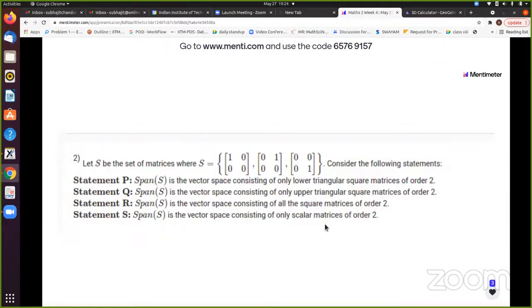So is the first matrix scalar or not? No, the first matrix is not scalar. Any matrix is not scalar either. All the diagonal elements should be the same for being scalar. Okay.